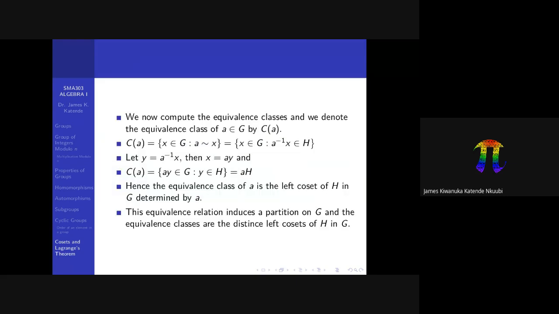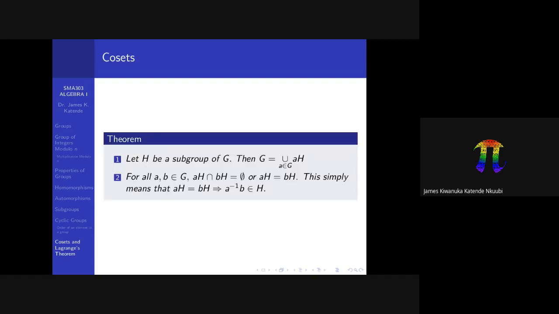So this is what we have just looked at. We have seen that the equivalence relation will induce a partition on G, and the equivalence classes are simply the distinct left cosets of H in G. There's a spelling mistake here; it should be distinct. So now let's put that in a more formal way.